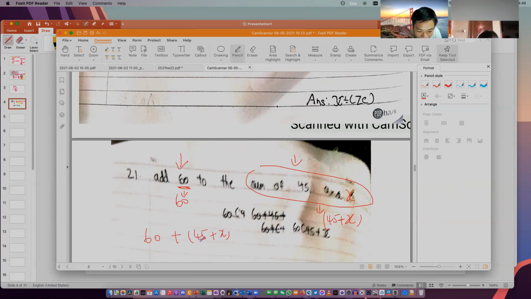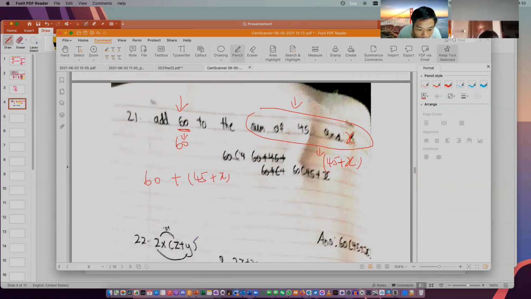So what are you going to do next? You are going to simplify. Do you know you need to simplify this? Yeah. So you open the bracket. How do you open the bracket here? Okay. Since it's plus, you just open it this way. And then after that, you end up with 60 plus 45, 105 plus X. So the answer should be 105 plus X. This is not the simplest form because you need to open the brackets and then combine the similar terms.